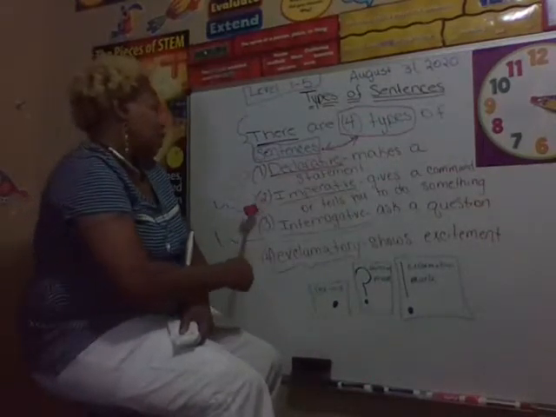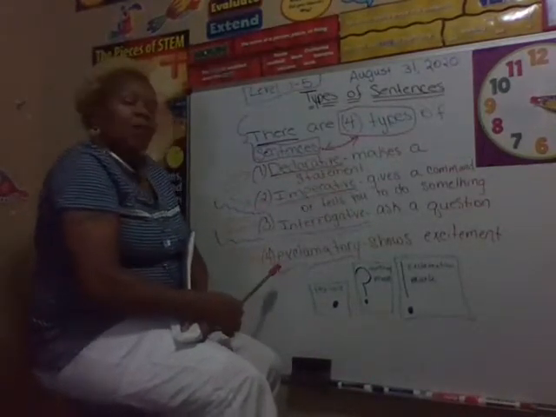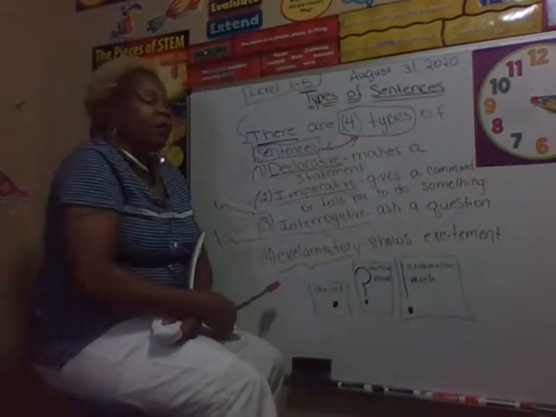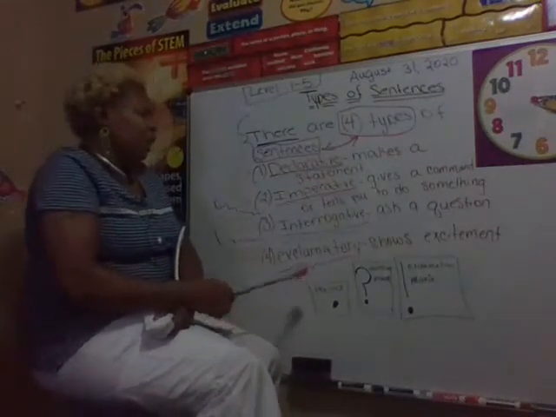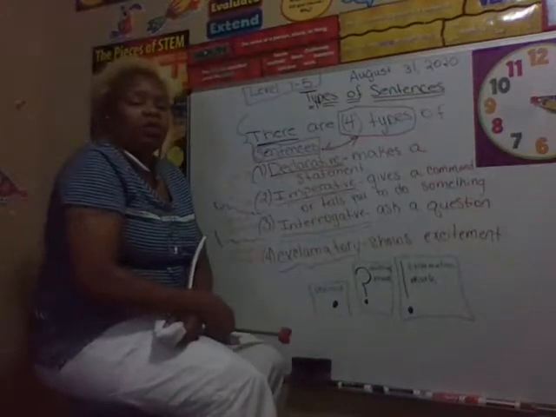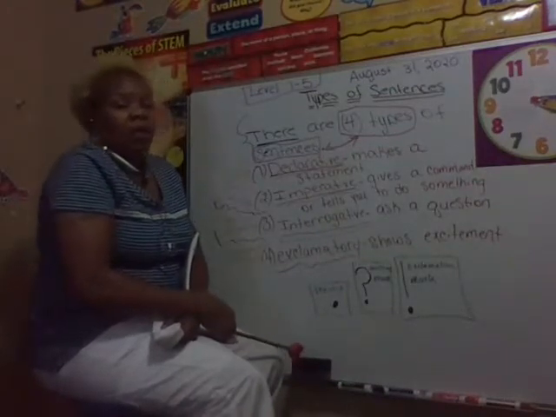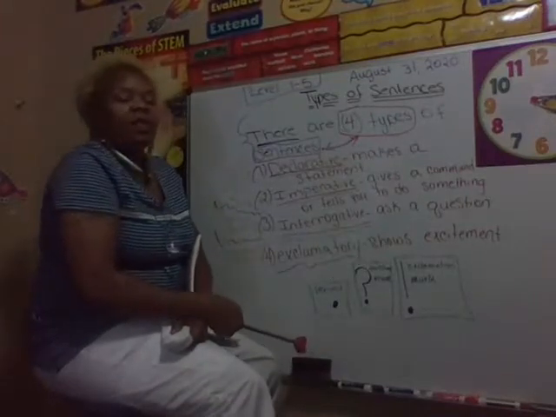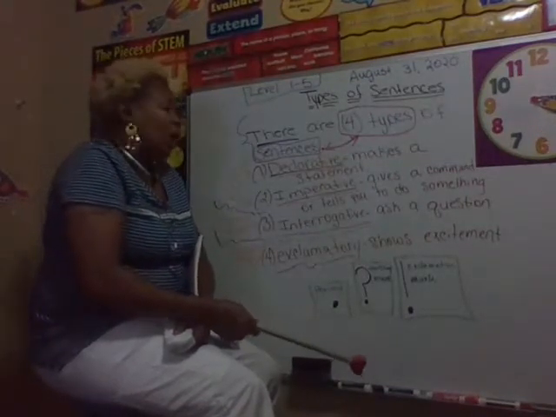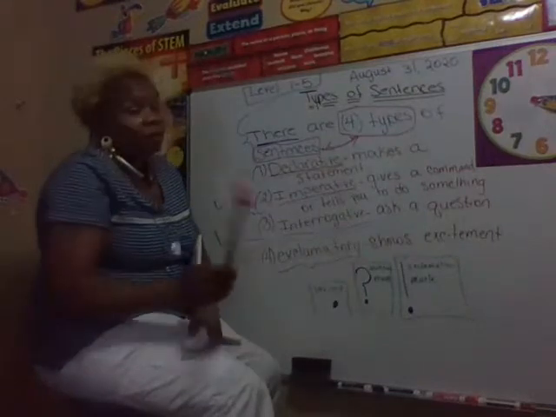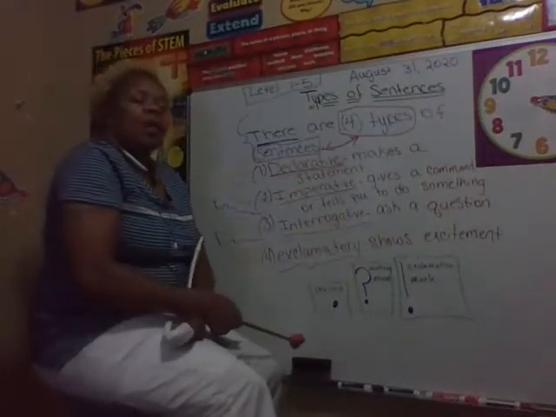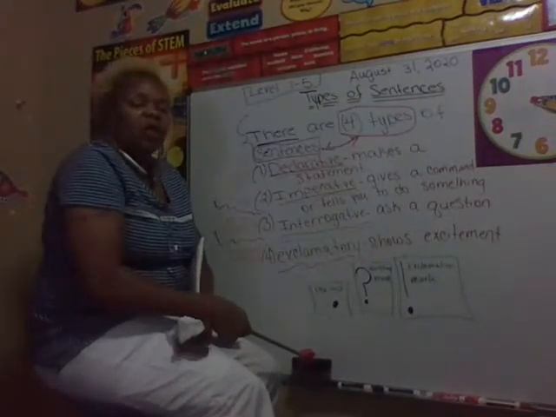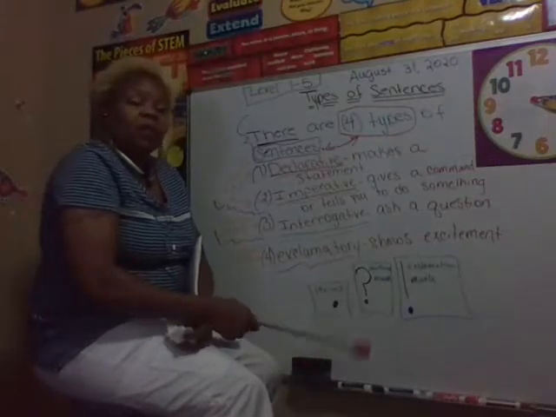The second type of sentence is imperative. An imperative sentence gives a command or tells you to do something. Now, I'm going to tell you to do something. Take out your books. Let's get ready for class. I simply told you to do something. I made a command. A command means that you're giving instruction. You're simply telling somebody something you want them to do.